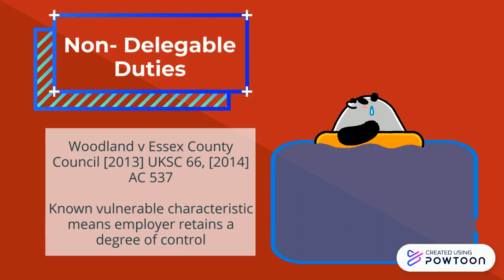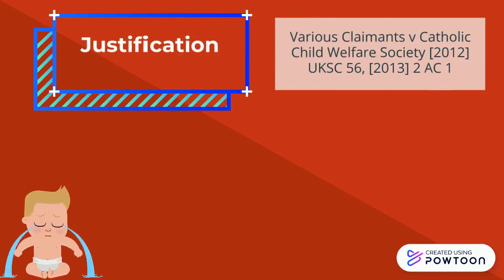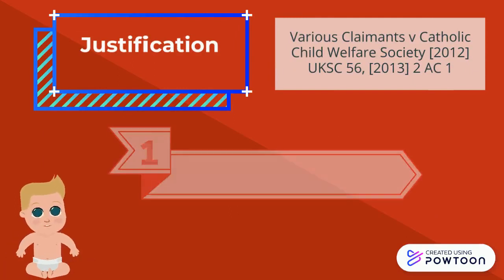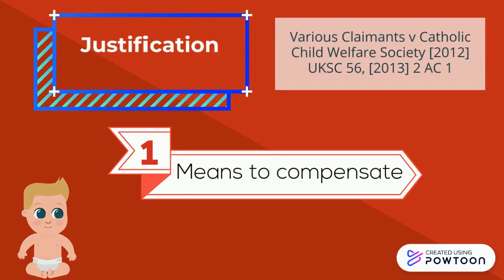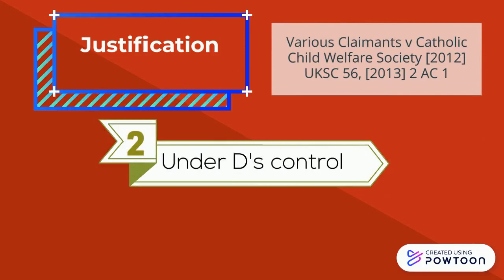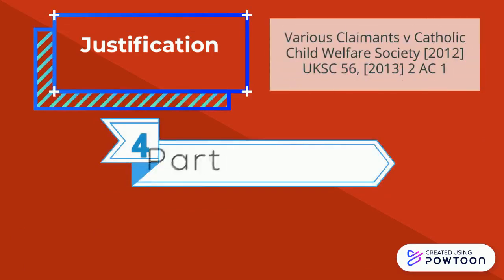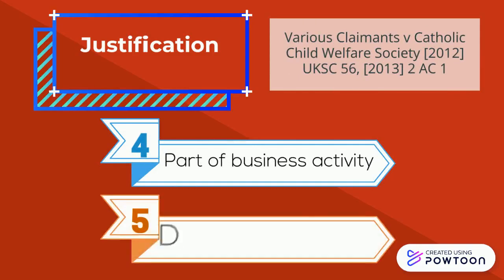over the situation. An important case in vicarious liability was Catholic Child Welfare Society, as it gave 5 justifications for the doctrine. 1. The employer is more likely to have the means to compensate. 2. The tortfeasor was under the defendant's control. 3. The tort was part of an activity taken on behalf of the defendant. 4. The tortfeasor's activity was likely to be part of the defendant's business activity. And finally, the defendant creates risk by employing the tortfeasor and so should bear the brunt of that risk.